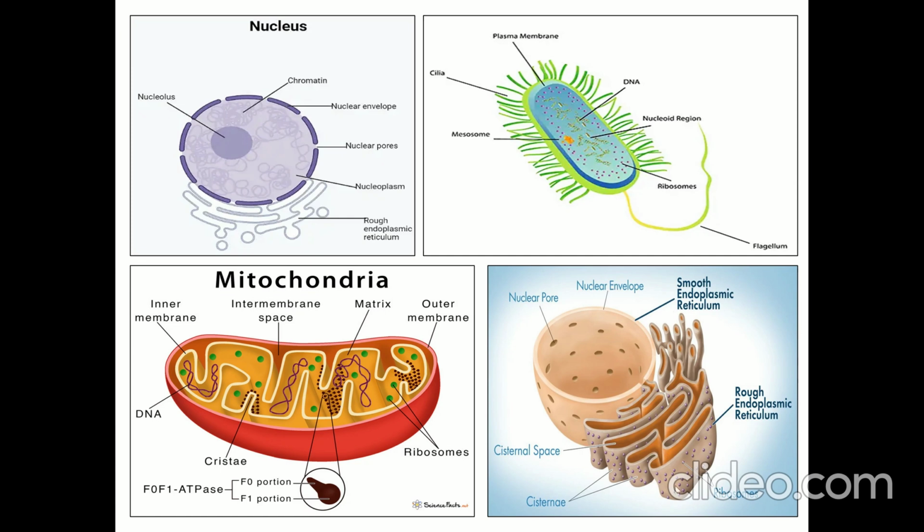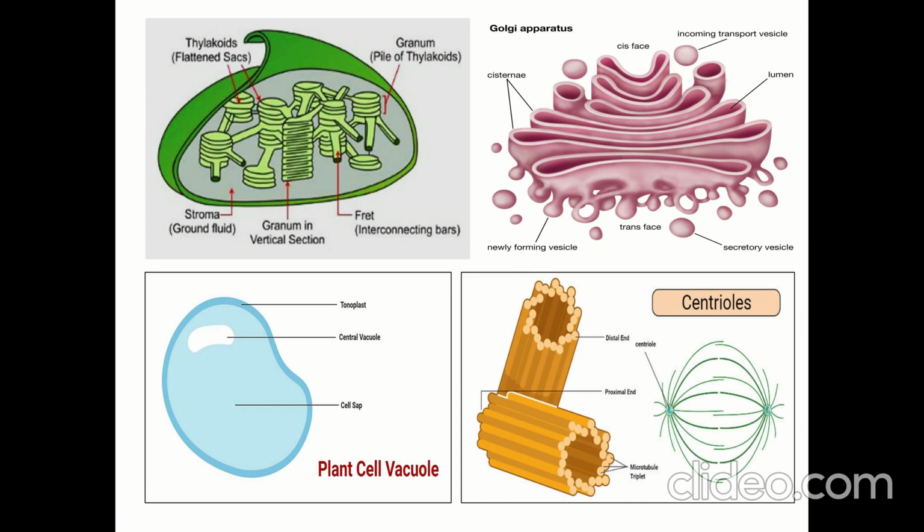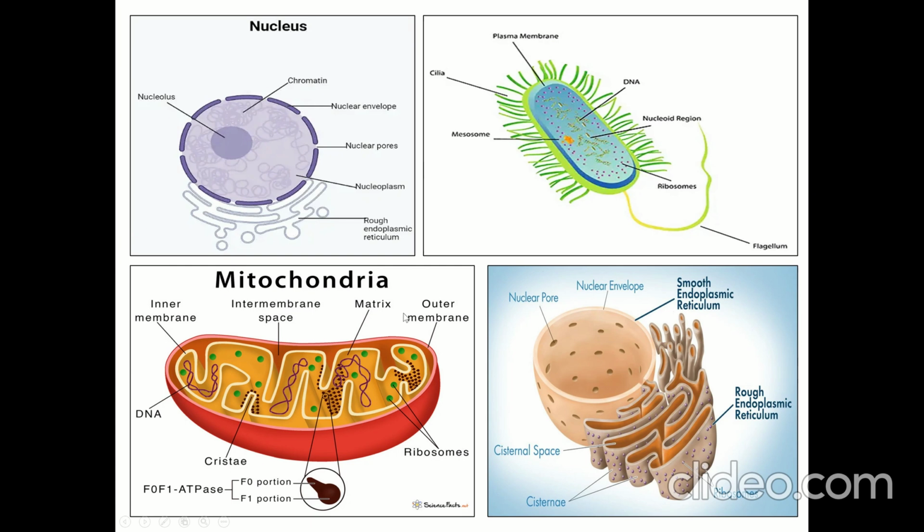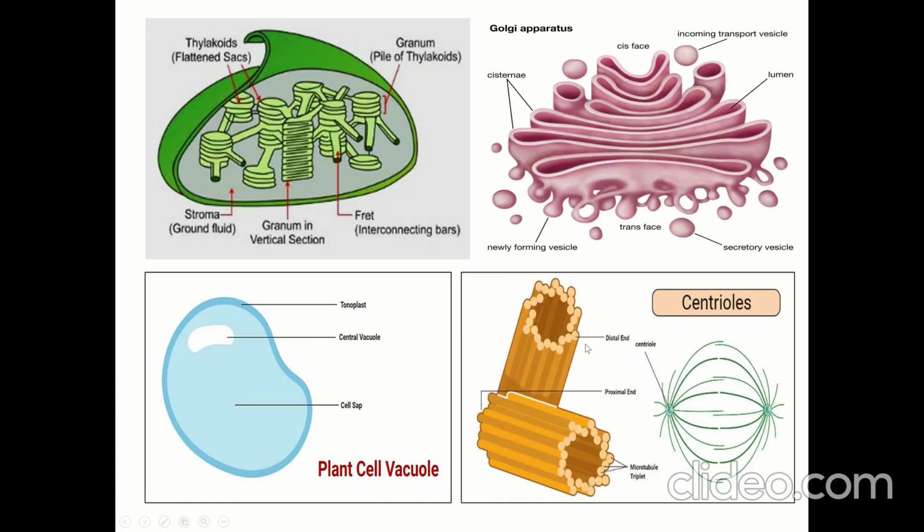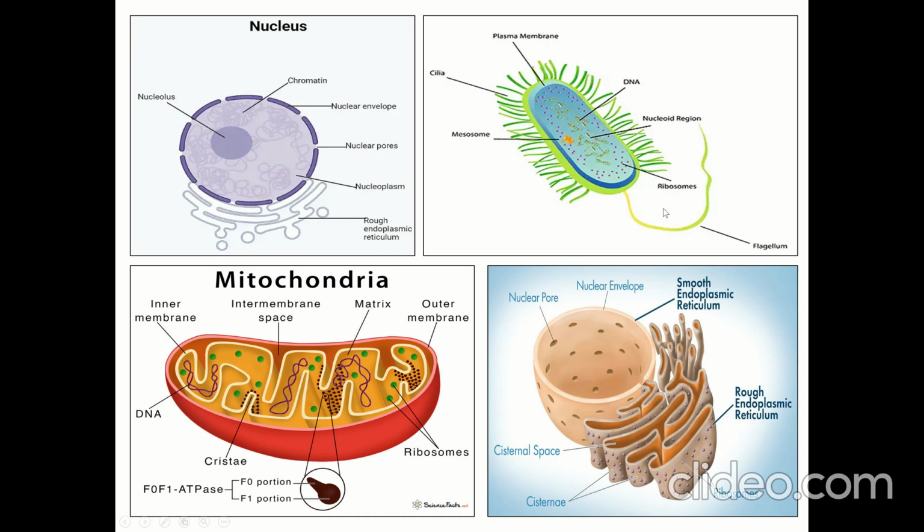You can see the presence of ribosomes makes the endoplasmic reticulum appear very rough, and the rough endoplasmic reticulum is mainly involved in protein synthesis, whereas the smooth endoplasmic reticulum is involved in lipid synthesis. Coming to these two organelles, mitochondria and ER are present in both the plant and animal cell, whereas bacteria lack these organelles.